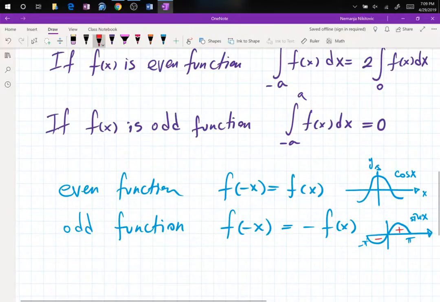So that's the calculation, and we can try a homework example.